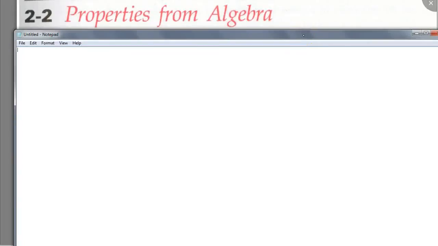So properties from algebra is our topic. Like I said before, these properties can be used to prove things in geometry. So we're going to review some of these.